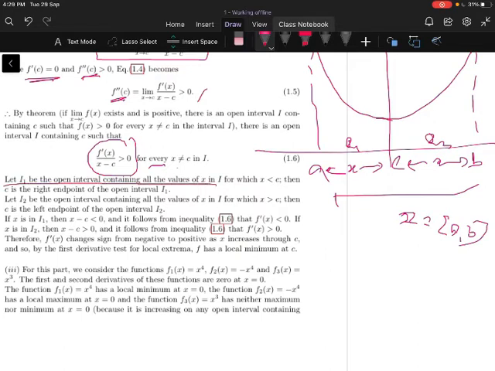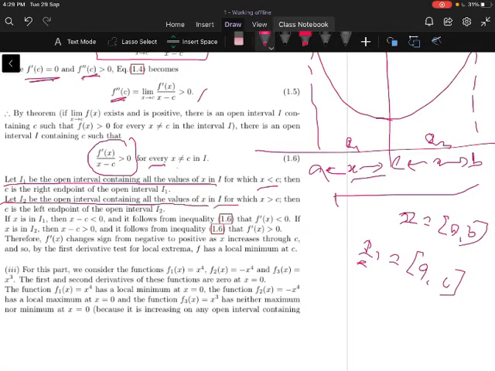Let I1 be the open interval containing all the values of x in I for which x is less than c. You know, c is bigger when compared to x. Therefore x is less than c, so c is the right end of the interval I1. Let us define I1 as the closed interval [a, c], where c is the right end of the interval I1.